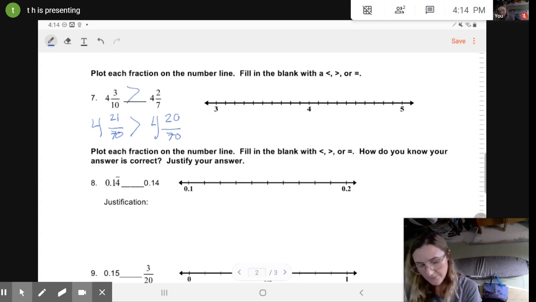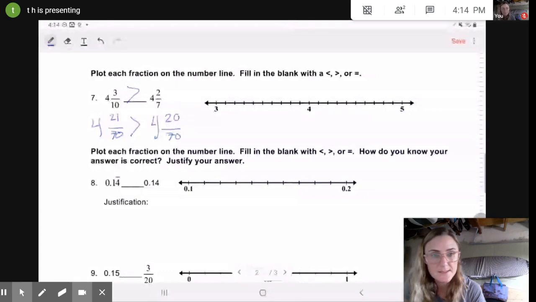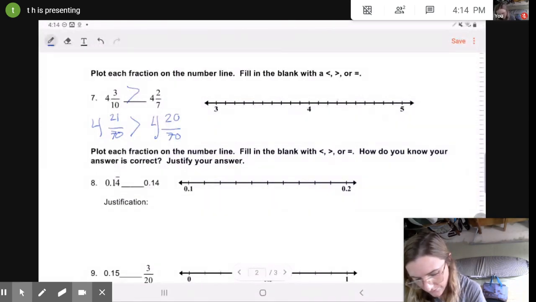This next, oh, I have to plot it on the number line. So 4 and 3/10 and 2/7. Well, this is broken up into 10 boxes. So I can easily plot 4 and 1, 2, 3/10. And then the other one is just going to be a little bit lower than that.